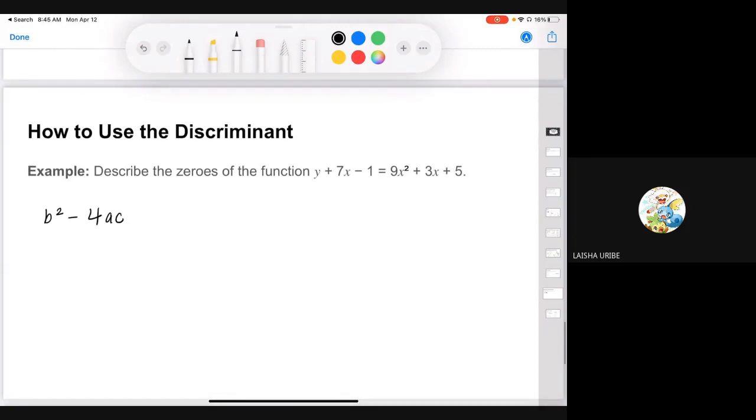Okay, so first thing I need to put this in standard form. So like this is my standard form. I need to put that in standard form. And this one's pretty easy. I'll just add one over here and then subtract 7 from there.